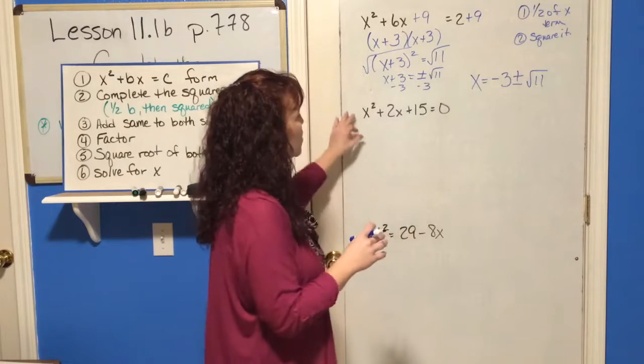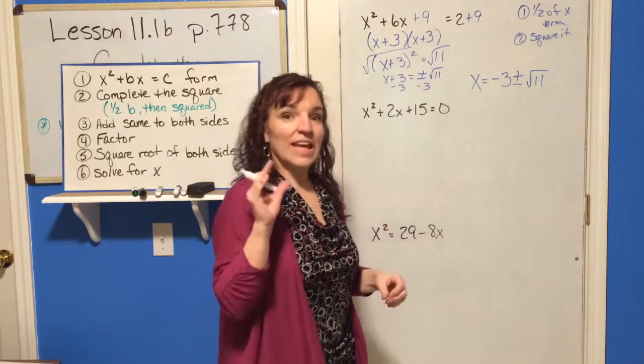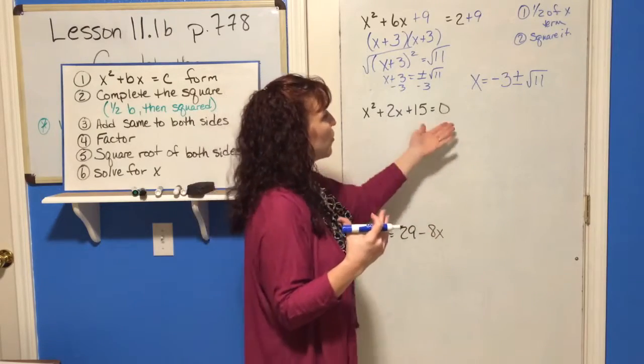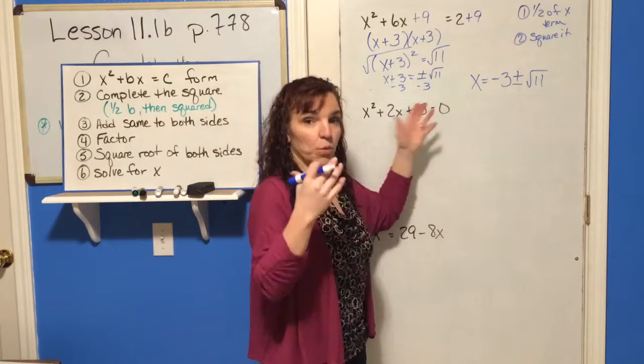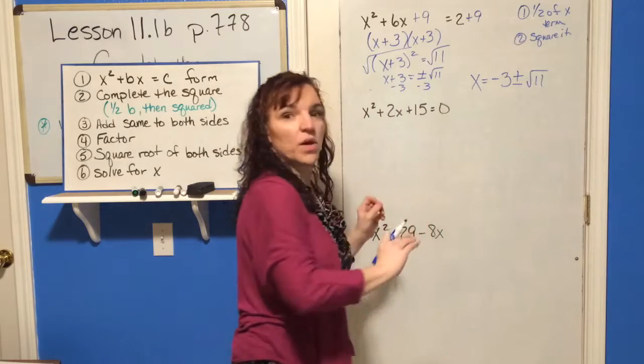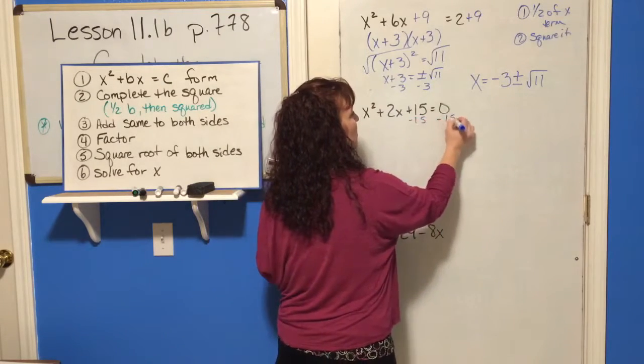So x squared plus 2x plus 15 equals 0. Now that's great if you're factoring, but we want to complete the square. Remember, when you're factoring, you want it to equal 0. But when you're completing the square, you want the constant term on the other side of the equation. Well, you can get it there. Just subtract it. All right?